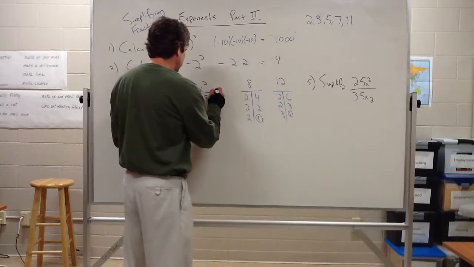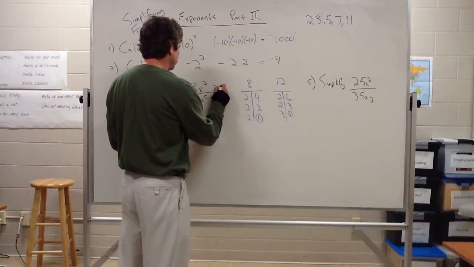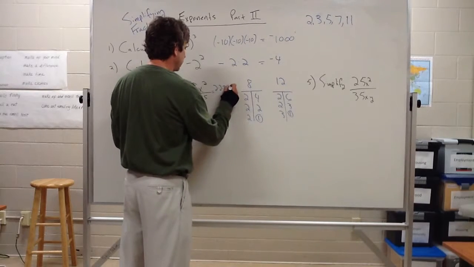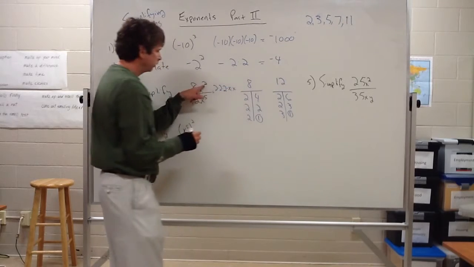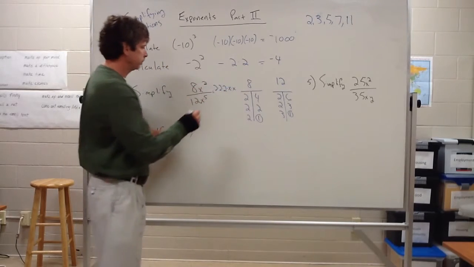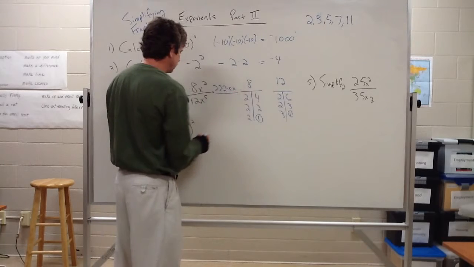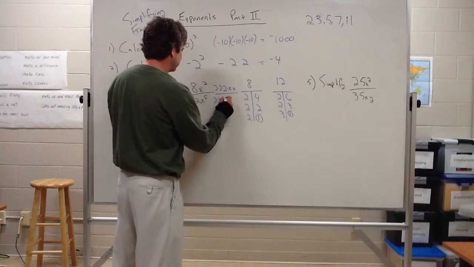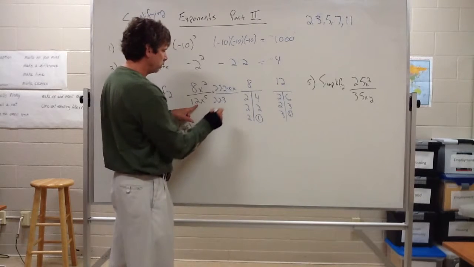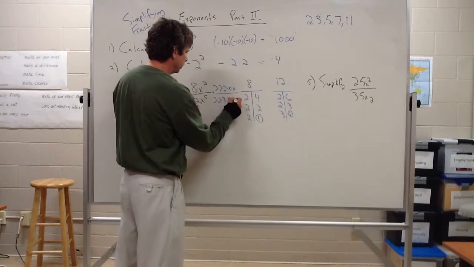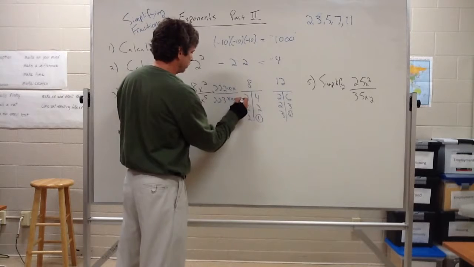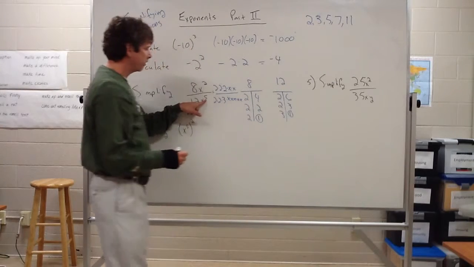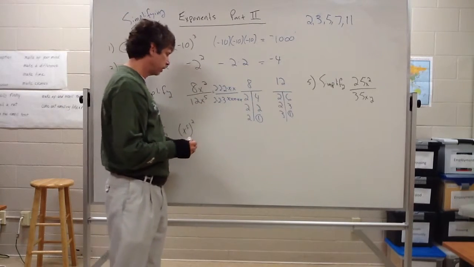So we can look at this problem now as 2 times 2 times 2 times x times x, since that power 2 means there are 2 x's there. We also have 2 times 2 times 3 for the 12, and we have x times x times x times x times x, since there's a 5 there, that means there's 5 x's connected together by multiplication.